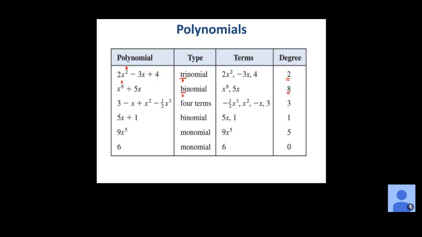Right, now, once we go beyond 3 terms, we typically just number the number of terms, right? We don't actually have a name for that. So we would just say this is a 4-term polynomial. Those 4 terms are the negative x to the third, negative 1/2 x to the third, x squared, negative x, and 3. And the degree of this one is 3 because, again, the highest exponent on our variable, even though it's at the end this time, okay, is 3.